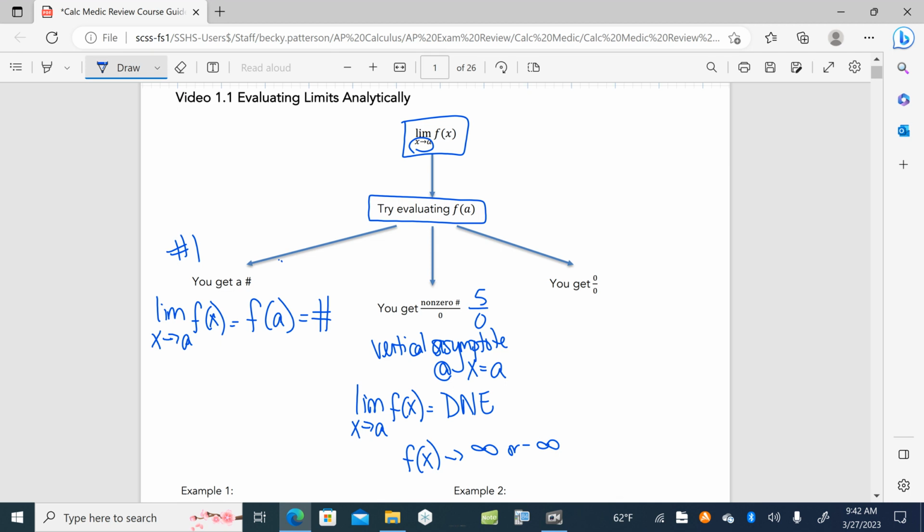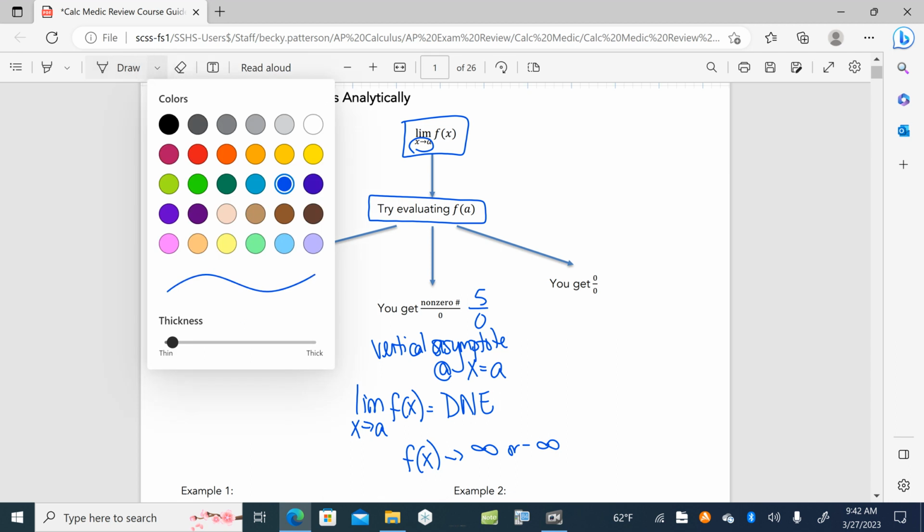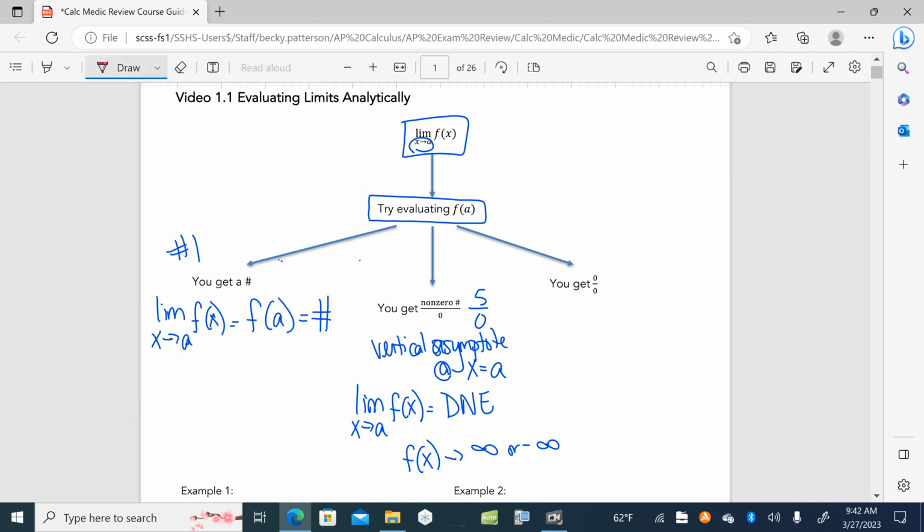The third situation you can get is you could get a 0 over 0. And if that happens, it's called indeterminate form. And you need to say or state that that is an indeterminate form.